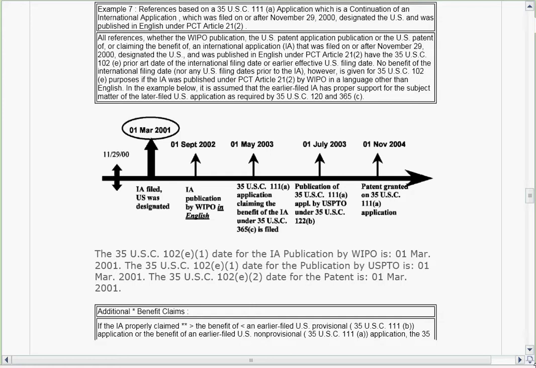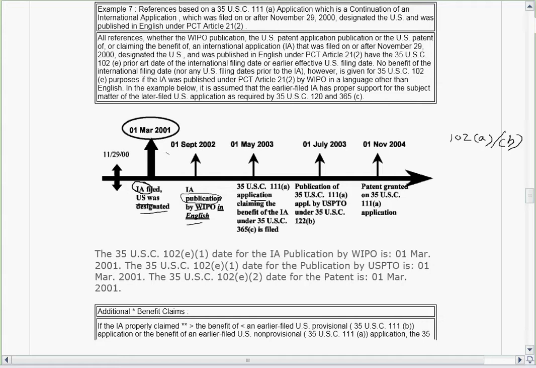In this case, we have an international application that was filed, and the U.S. was designated. Then you have an international publication, WIPO in English. Of course, this publication is a 102(a) event, right? And a 102(b) event, which we'll learn more about later.